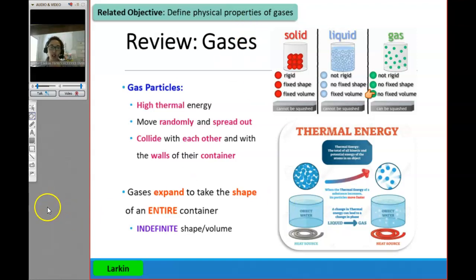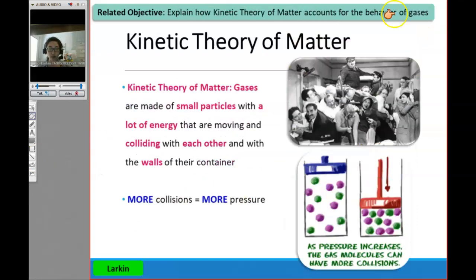All right, so this should all be reviewed from last unit. Again, we are in a new unit now, but this should be pretty familiar. Go ahead and give me a music note if you feel comfortable with these properties of gases, because this is going to set the foundation for the rest of today. Perfect. Okay. So again, lots of energy, moving really fast.